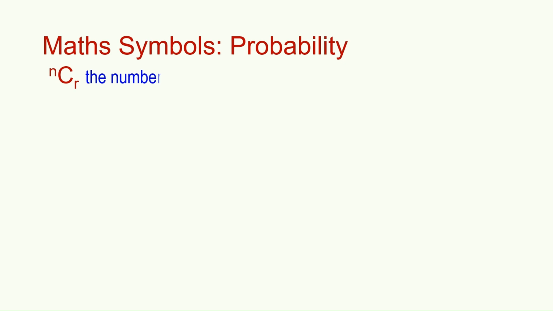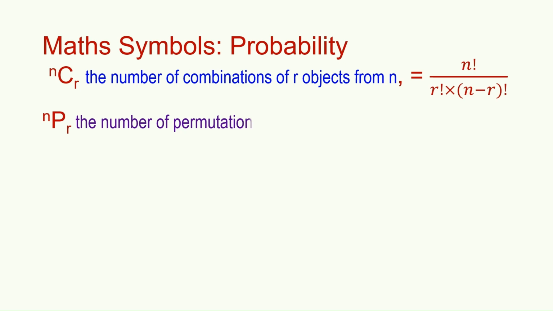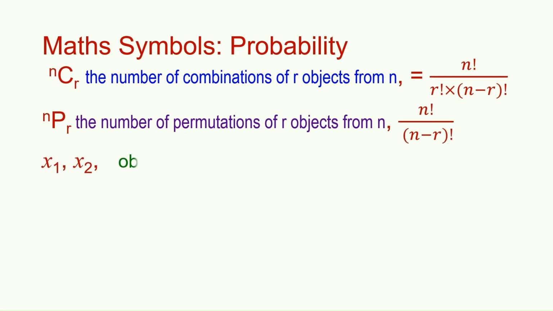nCr: the number of combinations of r objects from n equals factorial n divided by factorial r times factorial n minus r. nPr: the number of permutations of r objects from n equals factorial n divided by factorial n minus r.